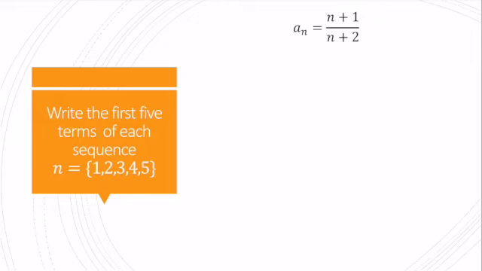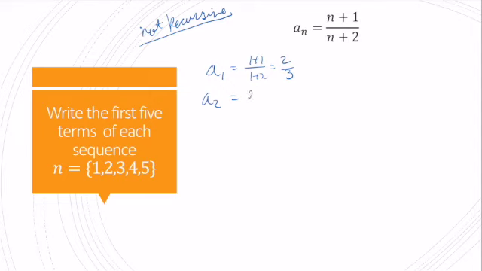So why don't we go ahead and look at these terms. This one is not recursive, right? Because I did not have to use an a sub n minus 1 to define it. And we're going to find the first 5 terms. So a sub 1, so that means n is 1, would be 1 plus 1 over 1 plus 2, so 2/3. A sub 2 equals 2 plus 1 over 2 plus 2, which is 3/4.